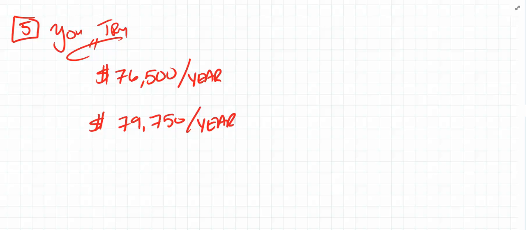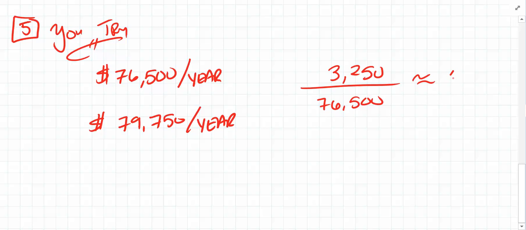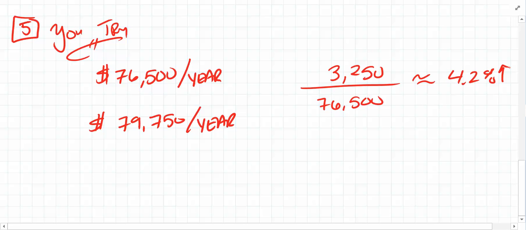Okay, so when I calculated this out, I got about a 4.2 percent raise. So I take the difference of the two, which is 3,250, and I divide by the original amount, which was 76,500, and I got approximately 4.2% raise. So that's how I did it. You guys get something similar to mine? You get the 4%, the same thing? Okay, about 4.2%. Okay, awesome. So now we're talking about percent raise, percent increase and decrease.